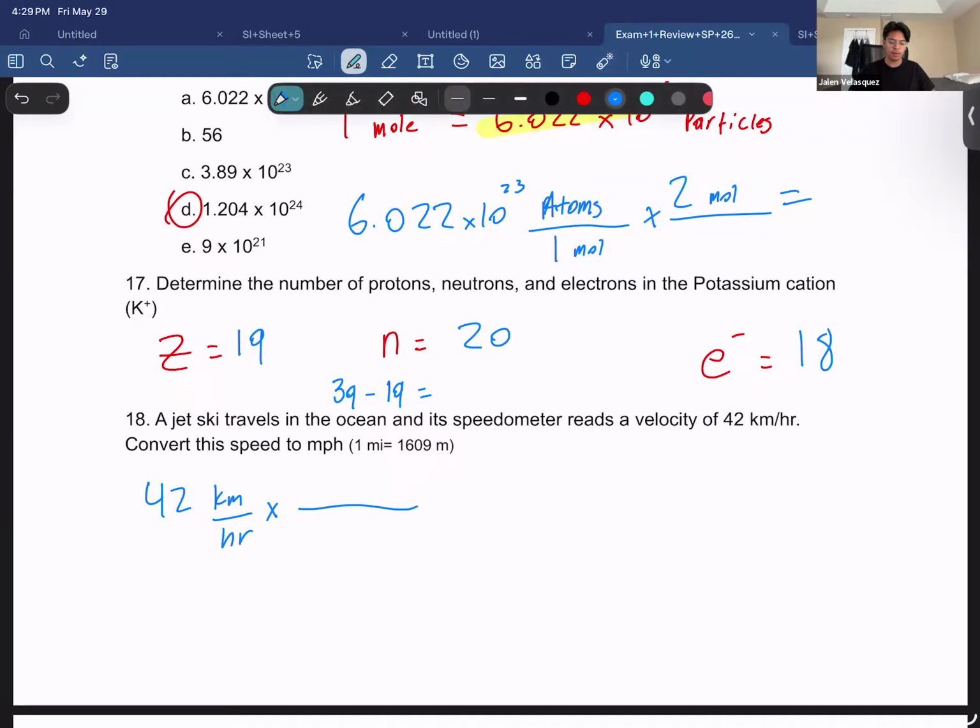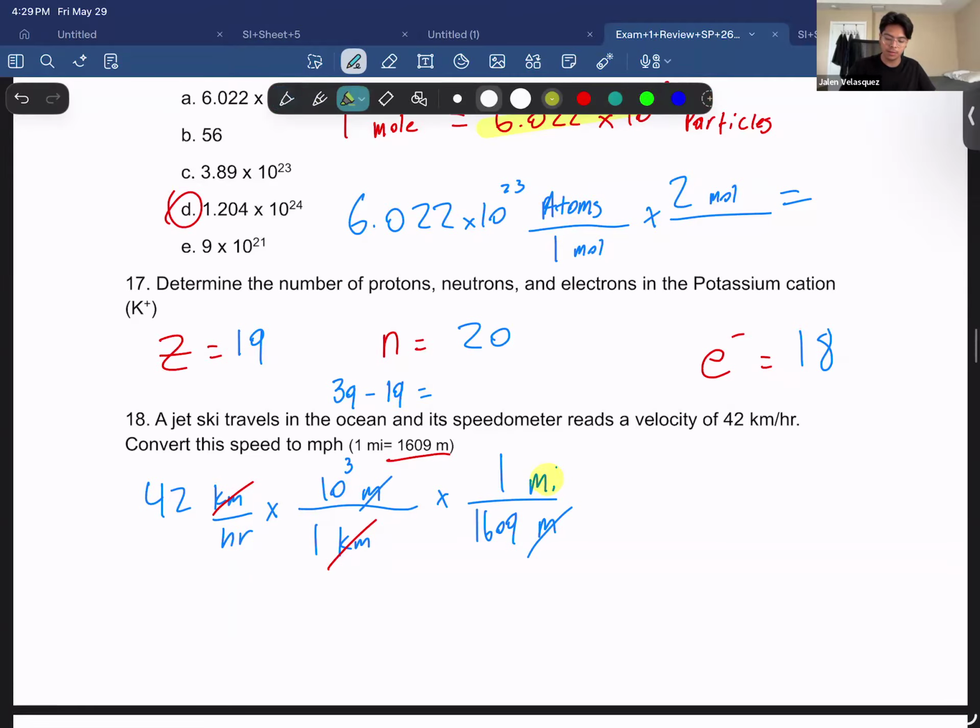So first, let's convert from kilometers into meters. We know that 1 kilometer has 1,000 meters. So the kilometers cancel, and now I can convert from the meters into the miles by using that conversion factor. I want the meters to cancel. I want the miles on top. And I know that 1 mile has 1,609 meters. The meters cancel, and you are left here with miles per hour. And you plug that in, you're going to get 26 miles per hour.